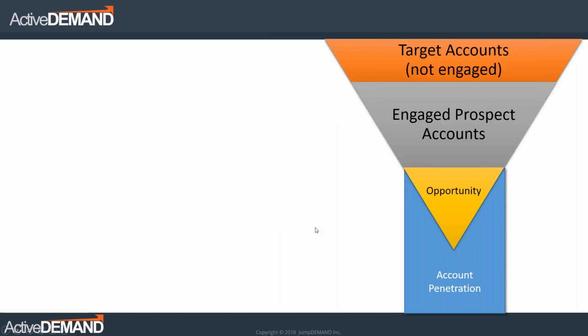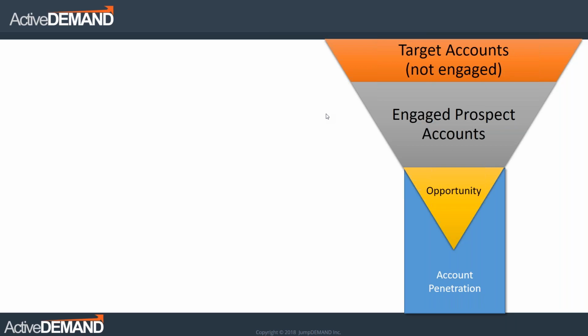So if we look at the data with respect to our funnel and our engagement, if we look at the account-based marketing funnel, at the very top are our target accounts. These are the accounts that we're trying to engage with. So we have this list of accounts we want to do business with. Then down the funnel we have our engaged prospects within these accounts. These are the people that are engaging with our marketing activities.